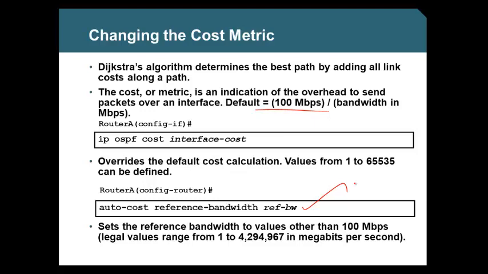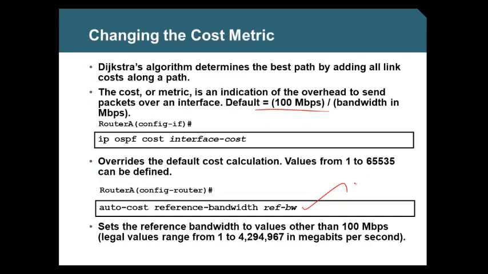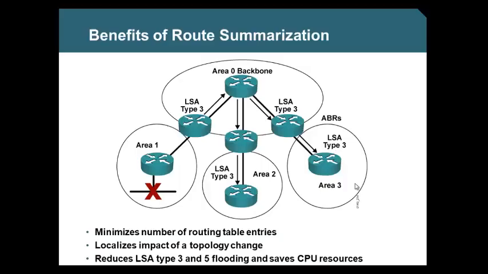Now, the summarization is done in two places. One is type 3. Where is type 3 originating? ABR. So that is called ABR summarization. For all the networks that are coming from area 1, we do summarization here so that it will be summarized and sent.